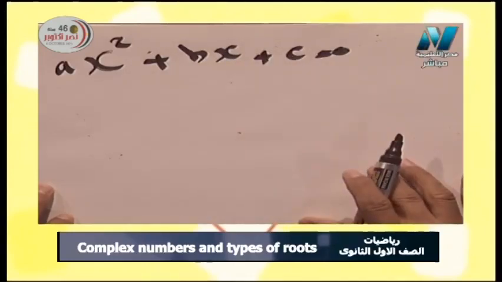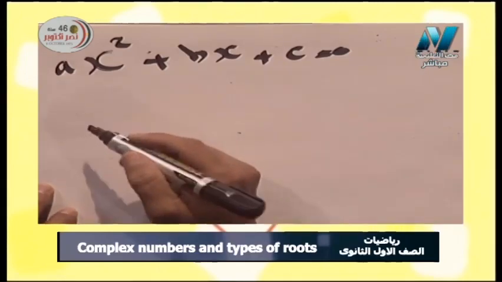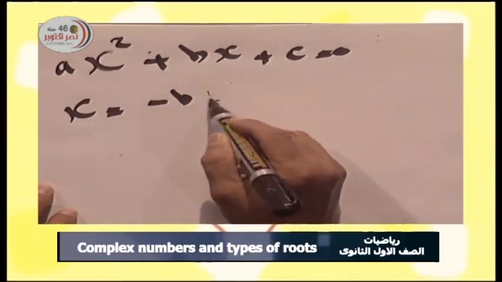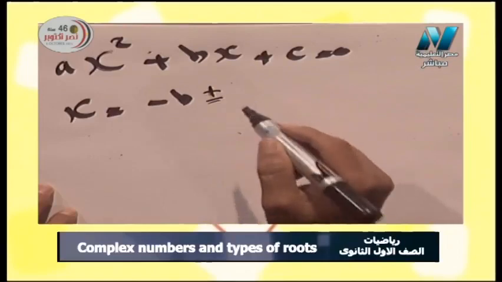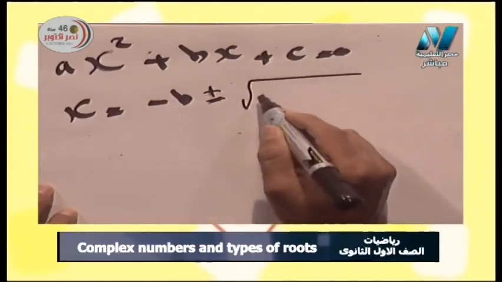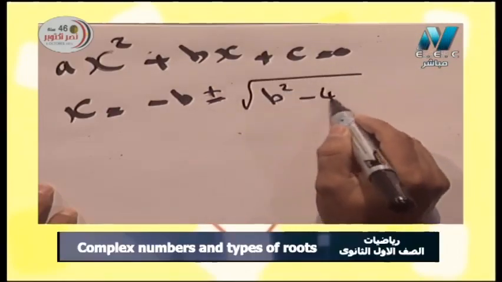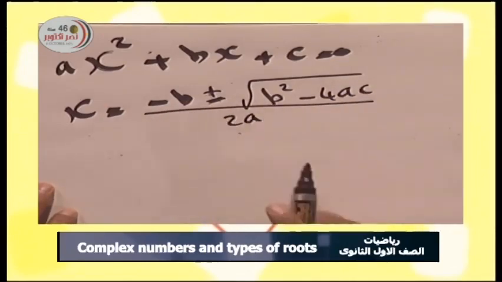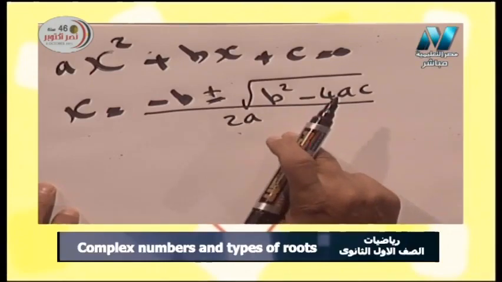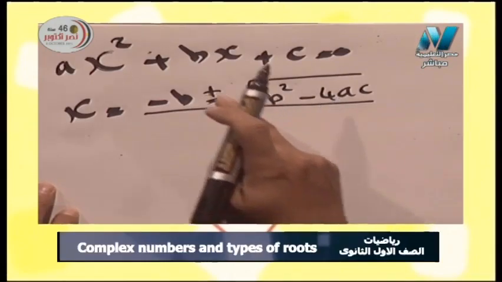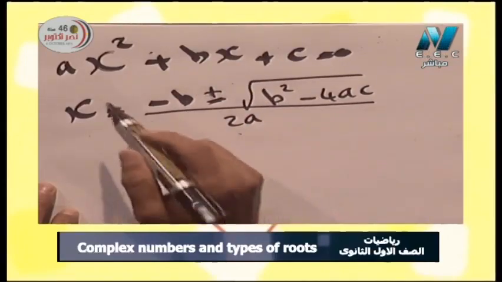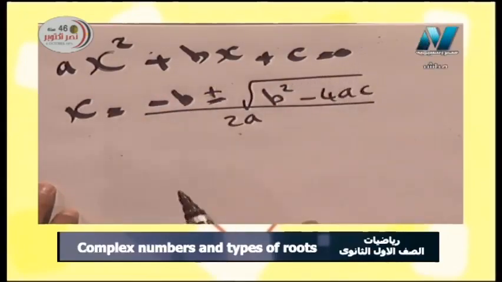That is the form of the quadratic equation, and we have the formula, in which x equals negative b plus or minus the square root of b power 2 minus 4ac, over 2a. If we apply this formula, it will answer the question of finding the roots of the quadratic equation ax power 2 plus bx plus c equals 0.